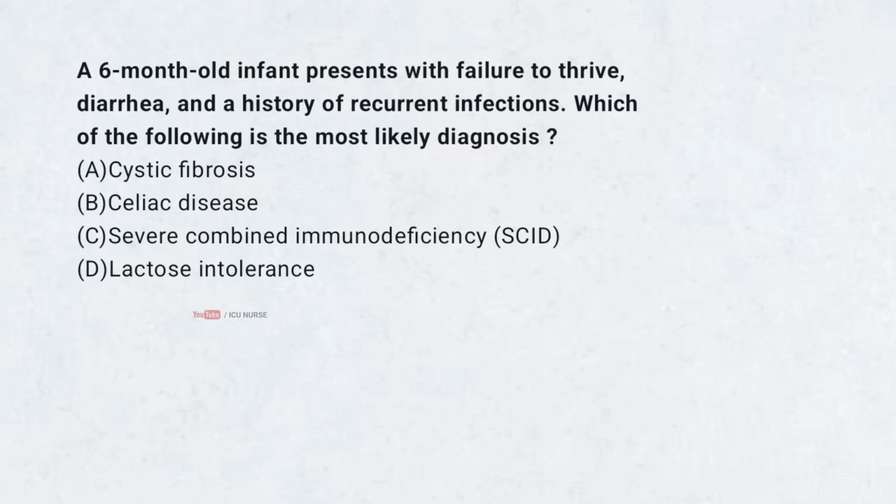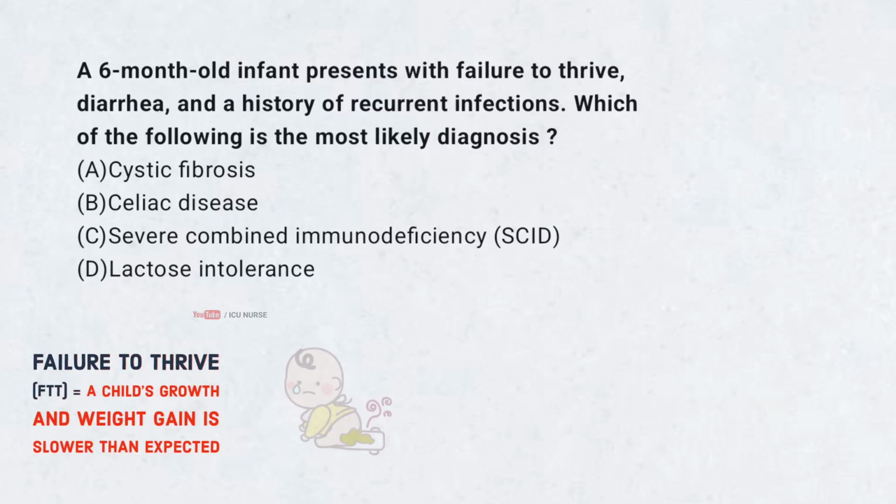A 6-month-old infant presents with failure to thrive, diarrhea, and a history of recurrent infections. Which of the following is the most likely diagnosis? A. Cystic fibrosis. B. Celiac disease. C. Severe combined immunodeficiency, SCID. D. Lactose intolerance. Correct answer C. Severe combined immunodeficiency, SCID.